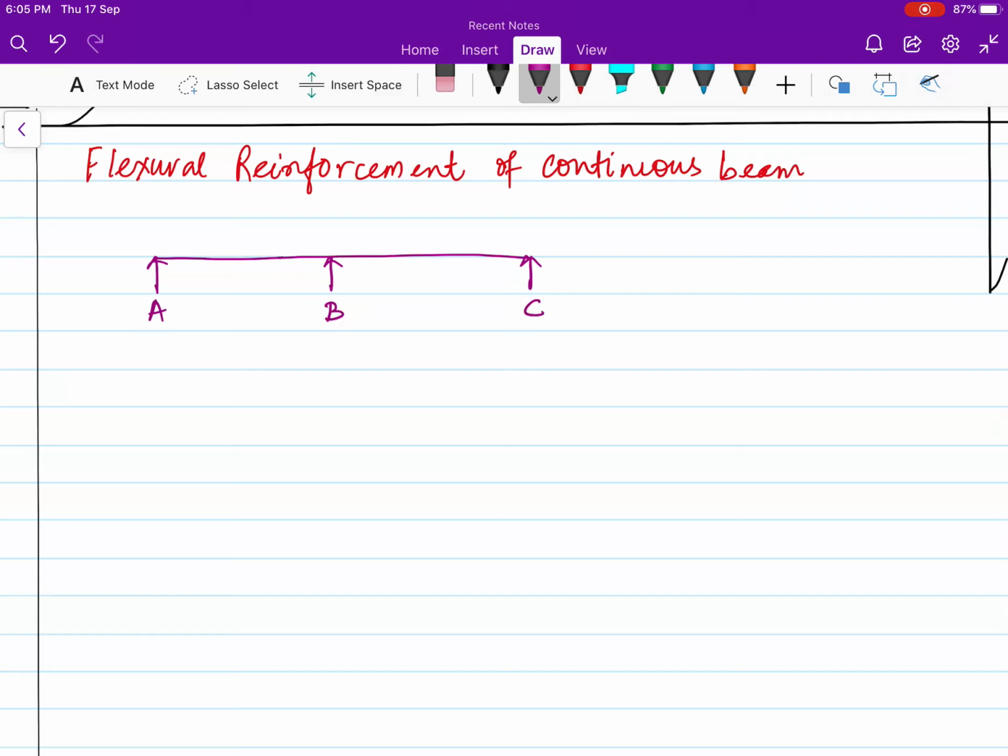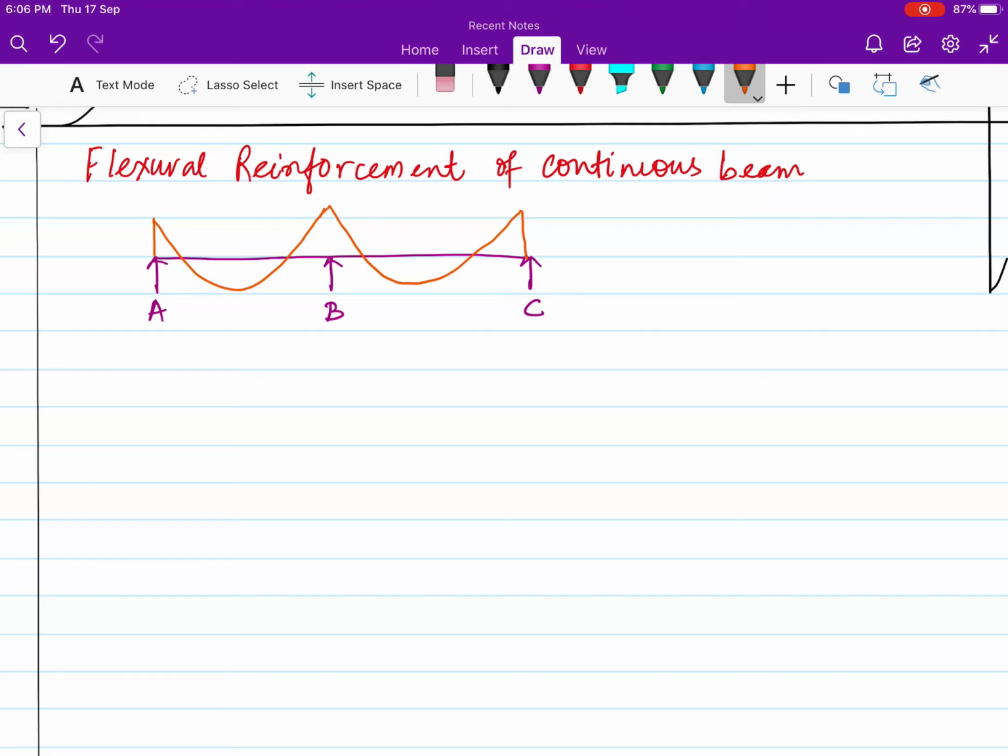And if we have calculated the moment already, how we have calculated the moment, you can check other videos like moment distribution method, any method. So let me just show you. We know that the bending moment diagram is like this, right?